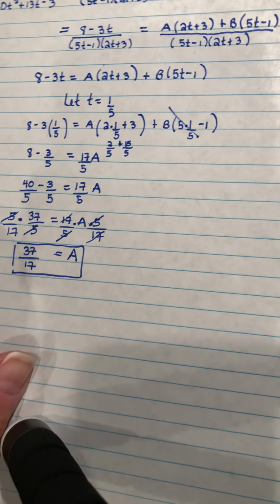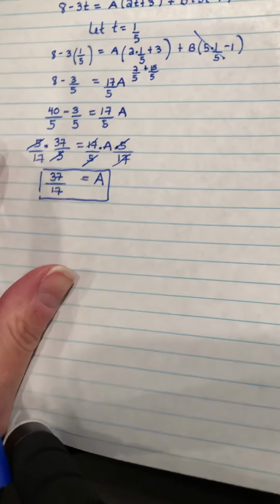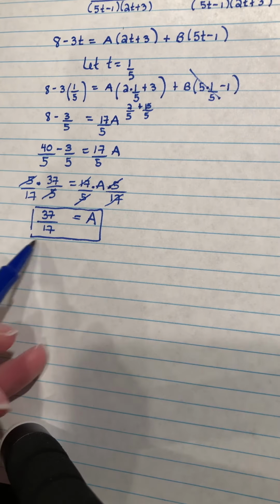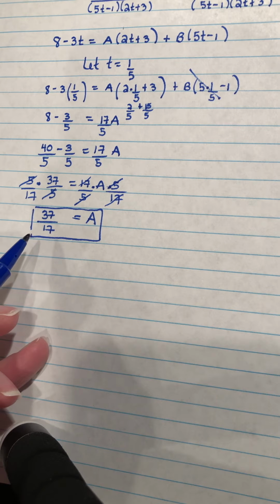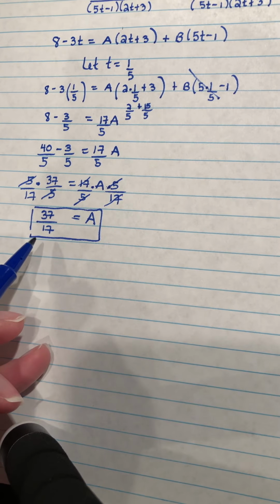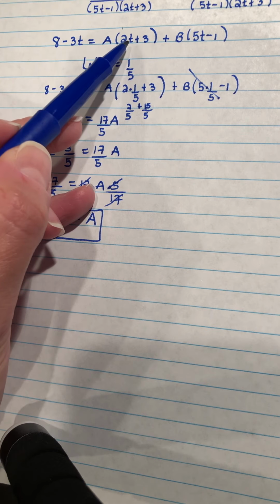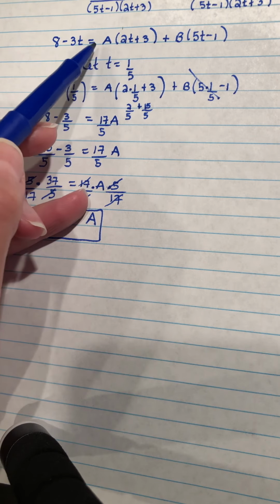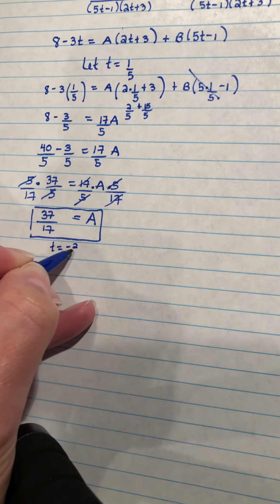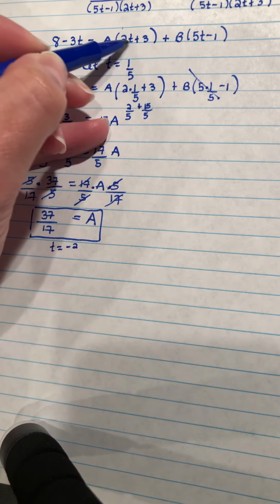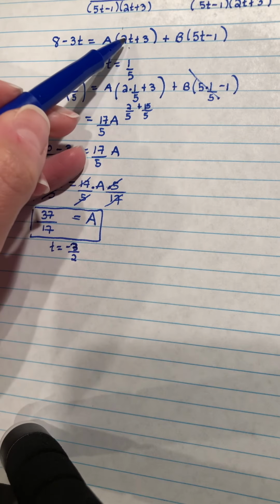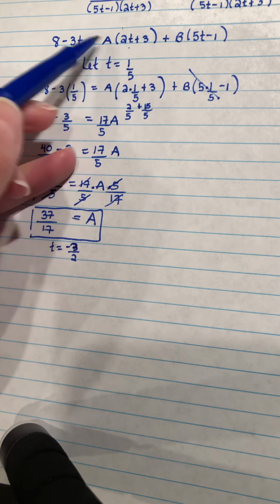Now we're going to do the same thing to solve for B. Okay, again, we're going to let T equal something super easy. So what should we do? Let's see. If we want to get rid of A, we should let T equal negative 2/3. That'll cancel out the A. So let T equal negative 2/3, or sorry, negative 3/2. I can't think. Negative 3/2. That's what I want. That's going to get rid of the A value.